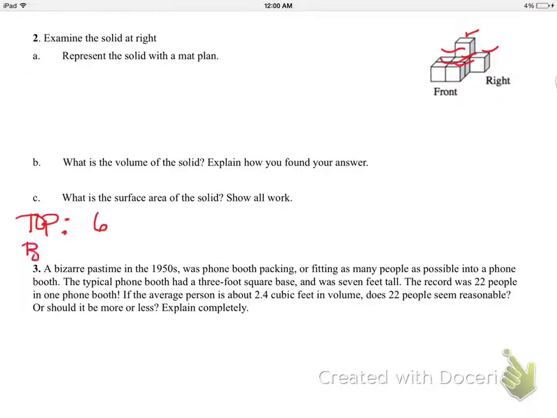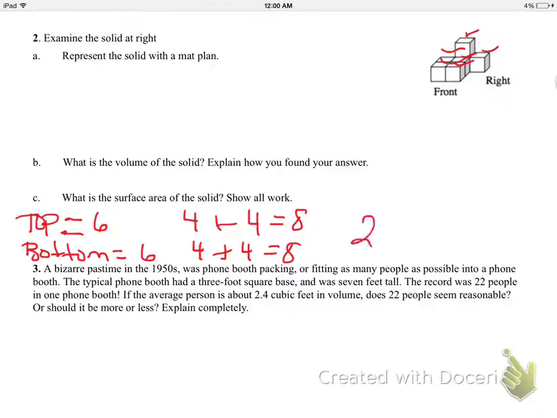Same with the bottom. If I look to the right side, I see 4 and 4 on the right and left, and then on the front and back I also see 4 and 4. So that's 8. This is 8. 8 plus 8 is 16, plus 12 is 28 square units.